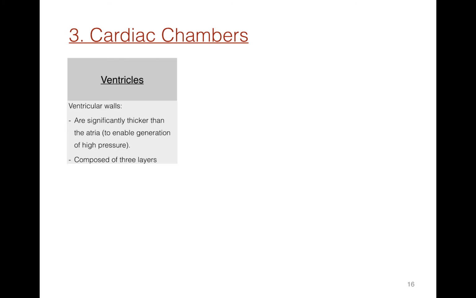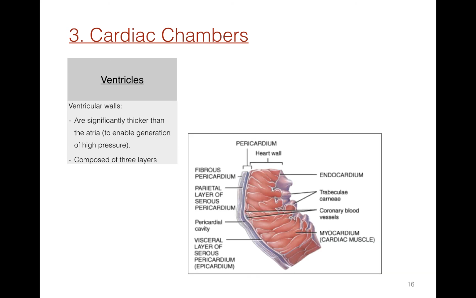Some general information about the ventricles. Their walls are significantly thicker than the atrial walls, as we mentioned, and this helps to enable them to generate the high pressures that are needed to pump blood from the heart. Both ventricles are composed of 3 layers.